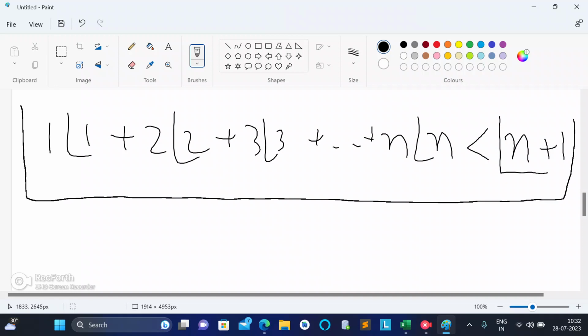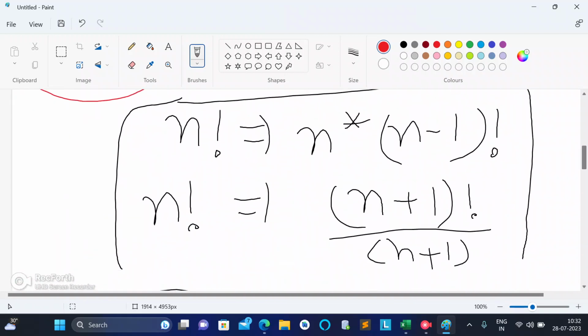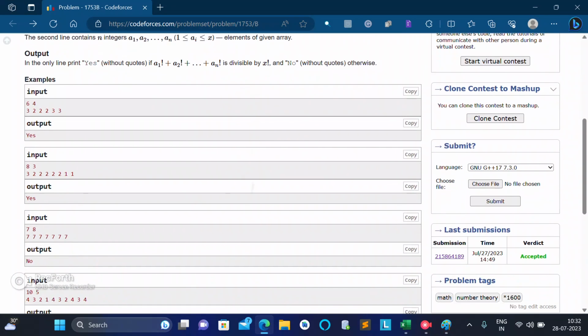So we got three important observations. The first is that 1 into 1 factorial plus 2 into 2 factorial plus 3 into 3 factorial until n into n factorial is always less than n plus 1 factorial. The other two observations are that n factorial can be written as n into n minus 1 factorial, and n factorial can also be written as n plus 1 factorial divided by n plus 1. With these three observations, we will now move on to the solution part.